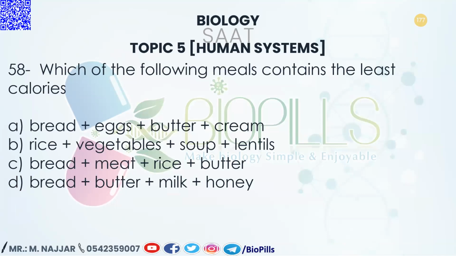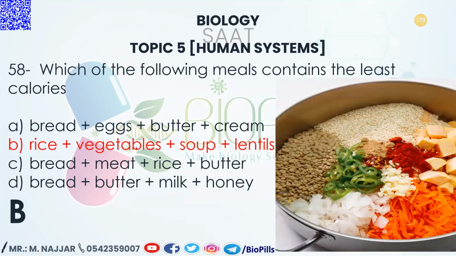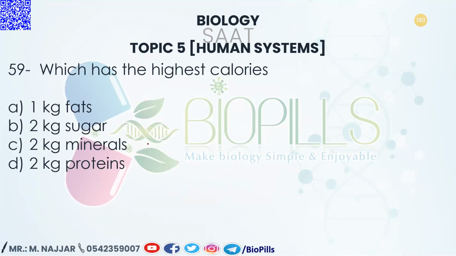Which of the following meals contain the least calories? The correct answer is B, because it has vegetables, lentils, and the soup. In comparison with the rest, it is the minimum, or the least, in comparison to the three remaining meals. Question number 59. Which has the highest calories? Exactly. The correct answer is A.